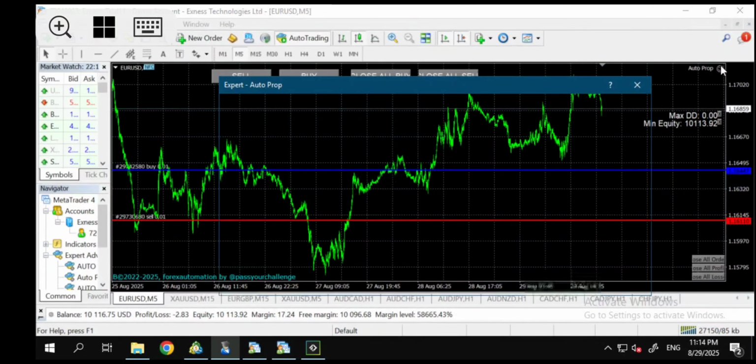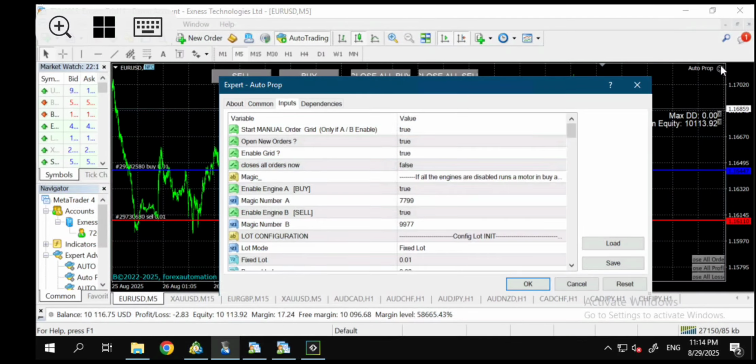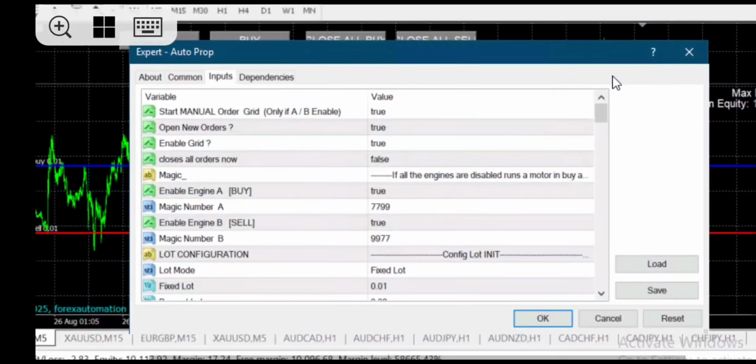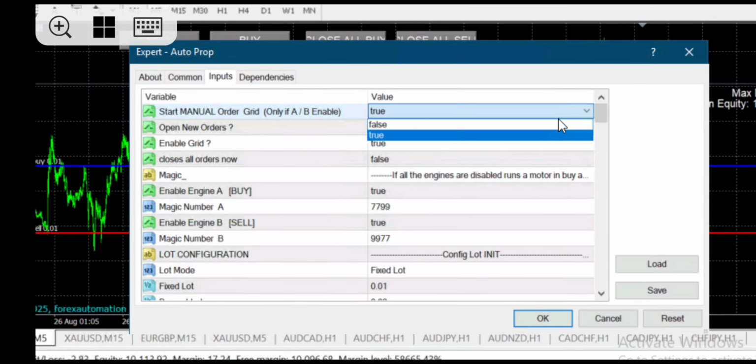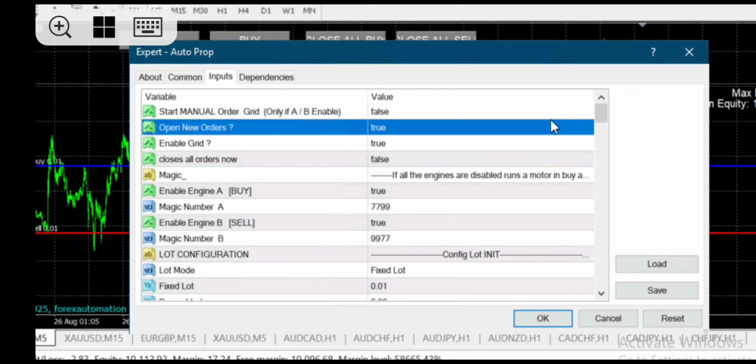Now we'll move to the next thing on the set file. It says open new orders. That is, after an order has been closed automatically, it's asking, do you still want to open a new order, which is set as true, you can see here.